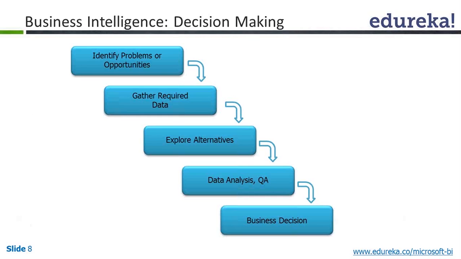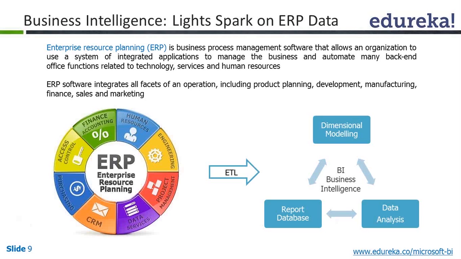So they come to us and they see if there are any alternatives. They explore the alternatives. Is this the only thing I can do to improve the business, or is there any better way to do that? So once we give the reports and all those things from the data, they'll be able to do a data analysis and QA on that, and they'll be able to take a better decision. So this is a waterfall model of business intelligence decision making. So this is only a concept, and I'm showing you only one of the slides of it.